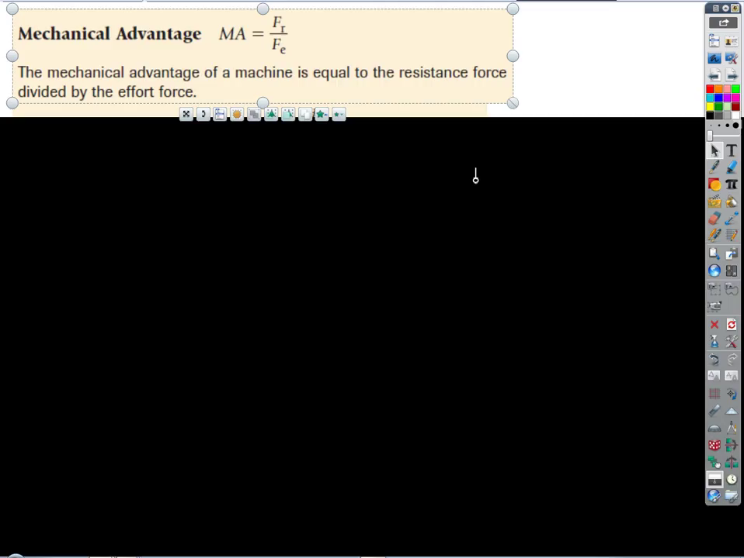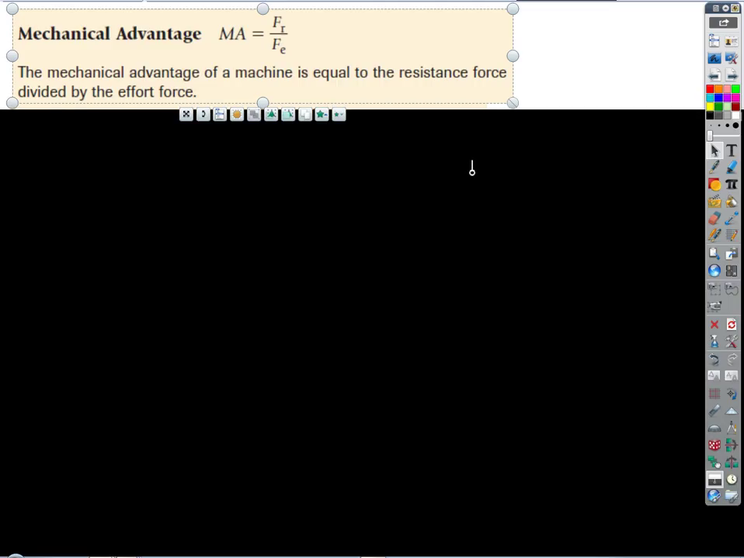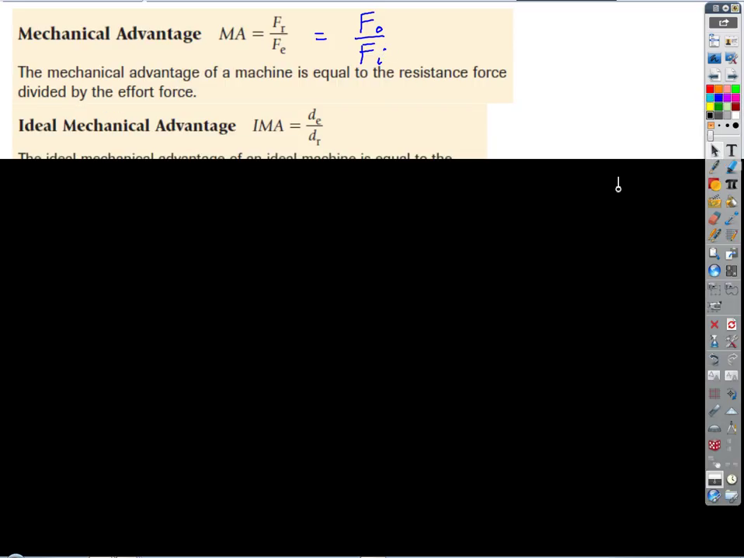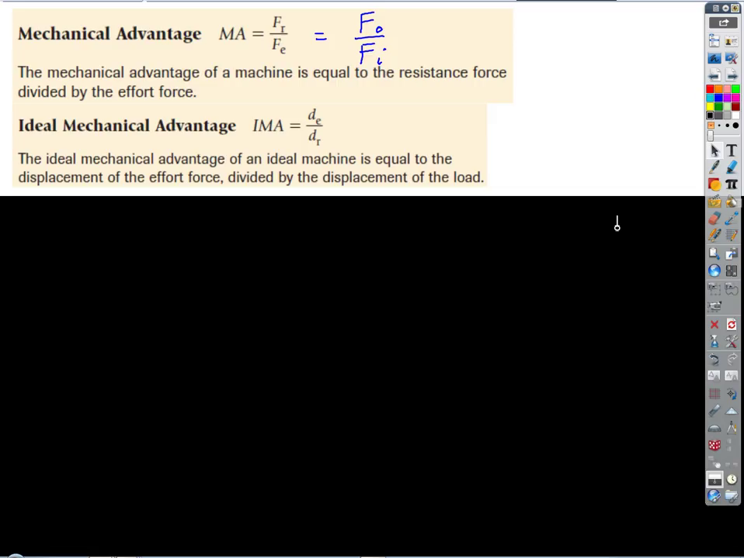So that's the mechanical advantage, or the actual mechanical advantage. That is by measuring input and output forces, right? Resistance force is output force, effort force is input force. So we could also write this like this: output over input. Okay, what about ideal mechanical advantage? Remember, that is, in a perfect world, what the mechanical advantage should be. What do we got?